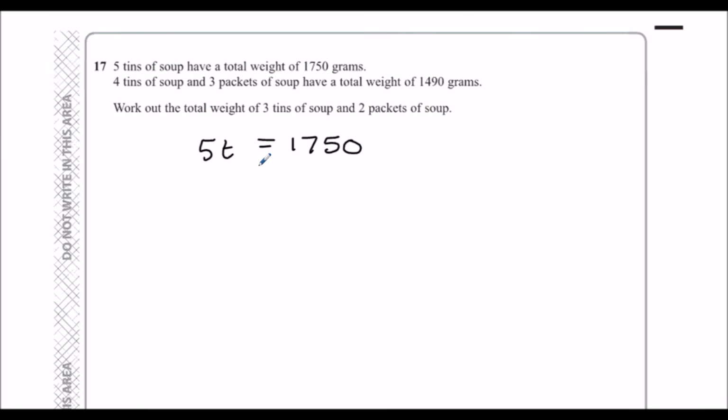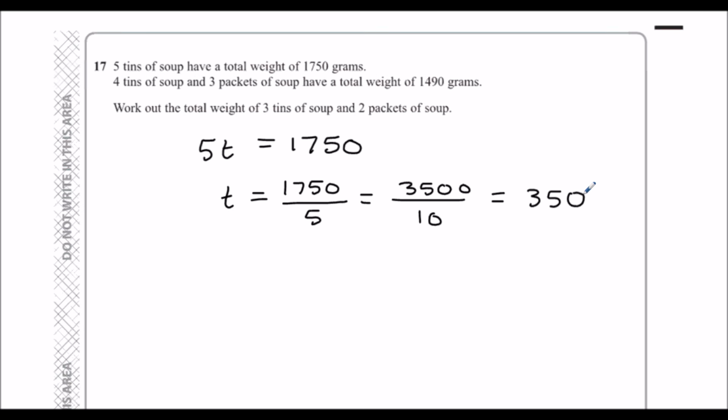1,750. So a tin of soup, I'm going to work that out by dividing by 5. Divide both sides by 5, which gives me 1,750 over 5. So we could use long division here. We could double top and bottom and divide by 10. Let's give that a go. So double 1,750 is 3,500. 3,500 over 10 is 350.